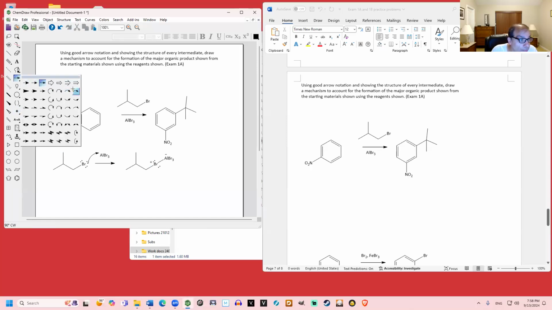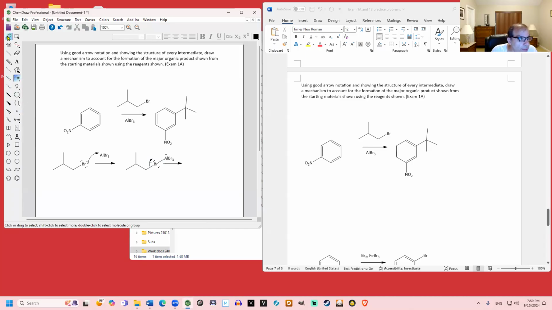So the plus charge on bromine makes this carbon-bromine bond especially weak. We break that carbon-bromine bond and put the electrons onto bromine. That gets rid of the plus charge on bromine and leaves behind an isobutyl carbocation, CH2+.